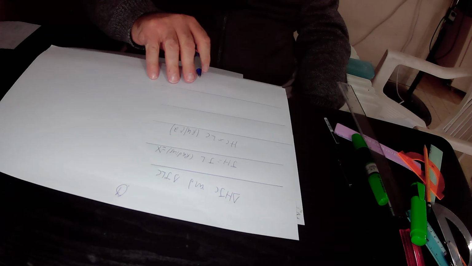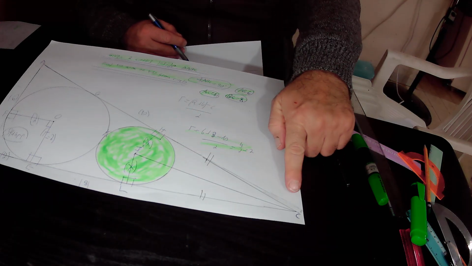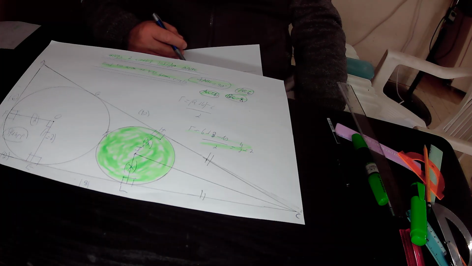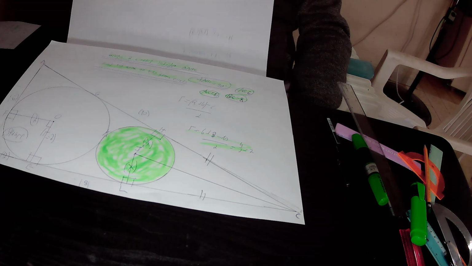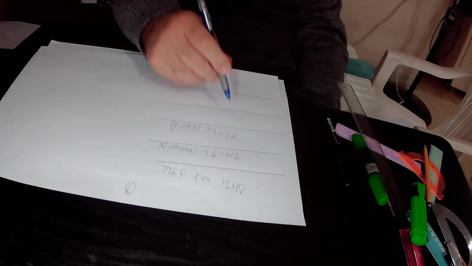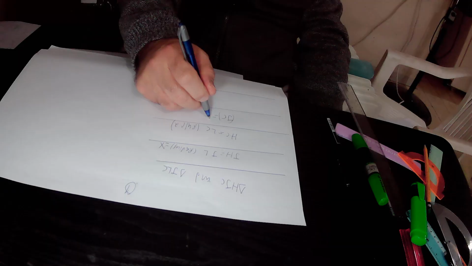And finally, this is side JC, this is the common side that belongs to both triangles. So you can write down that JC equals itself, as the common side that belongs to both triangles.